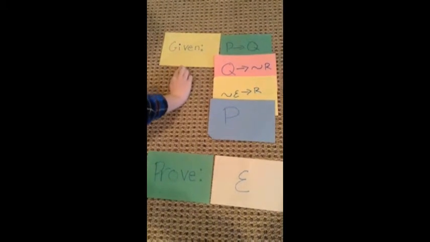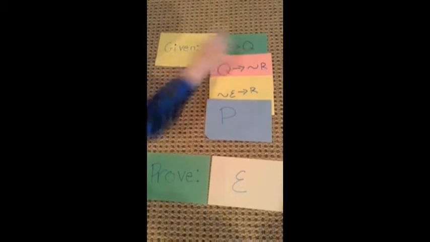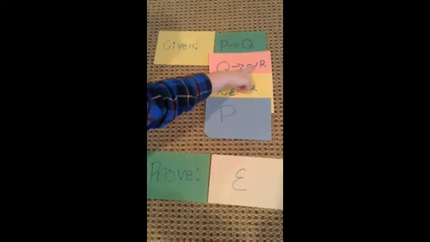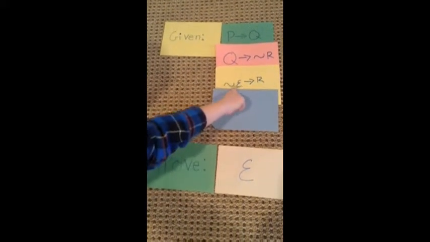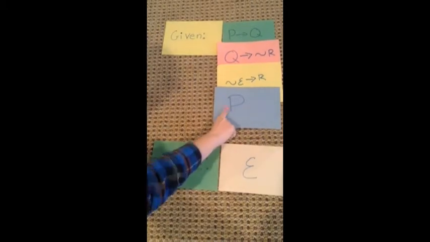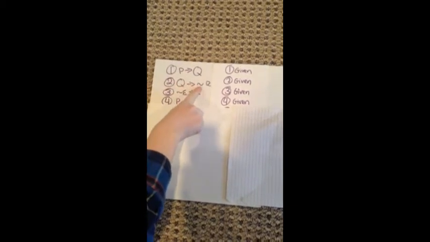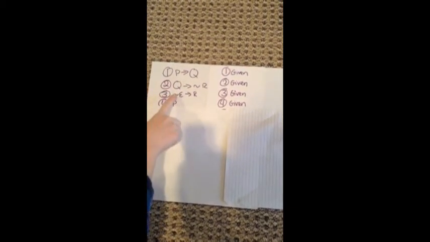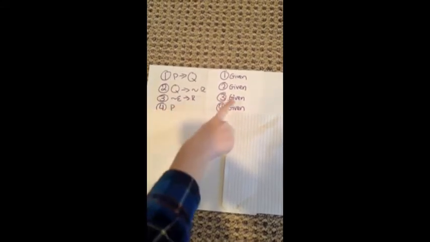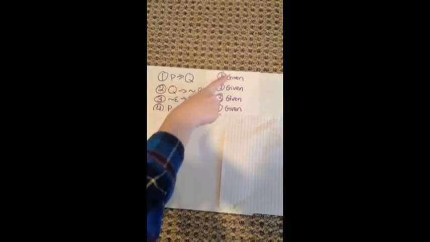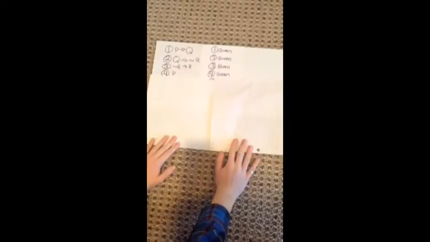Under your given, you have P to Q, Q to negated R, negated E to R, and P, and you have to prove E. First, you have to write out all 4 givens. 1, P to Q, 2, Q to negated R, 3, negated E to R, 4, P. And all 4 of them are given for the reason.